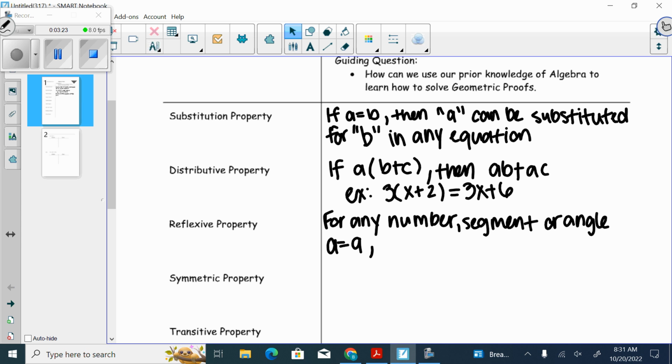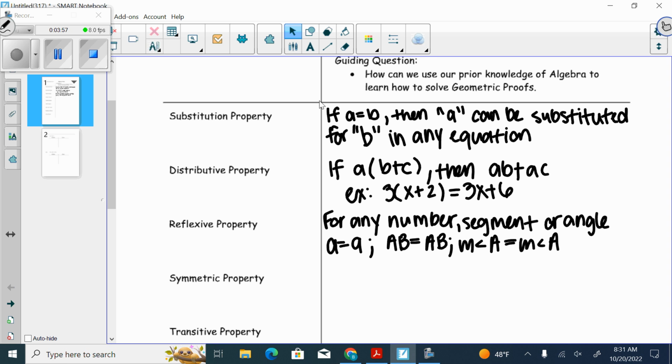If you're talking about a segment, like some side in a shape, maybe the side is called AB. If you have AB, then it is equal to AB, even if it's part of another figure. And as far as angle goes, if you have some measure of an angle, it is equal to itself. So the reflexive property just means that if you have something in a figure, even if it's a shared side or a shared angle, it's going to be congruent in both. Okay?